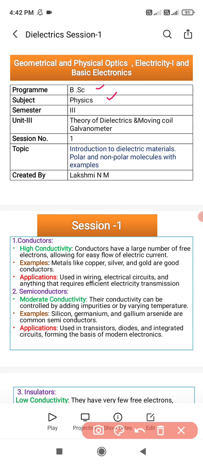BSc Physics, third semester, paper name Geometrical and Physical Optics, Electricity 1 and Basic Electronics. In this paper, Unit 3, Theory of Dielectrics and Moving Coil Galvanometer. In the first session, we learned about the introduction to dielectric materials, polar and nonpolar molecules with examples.